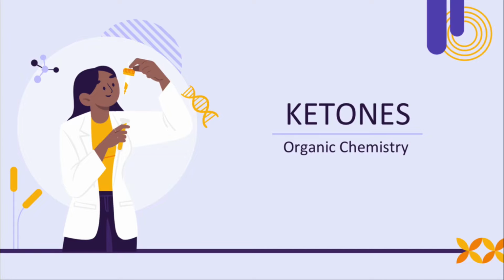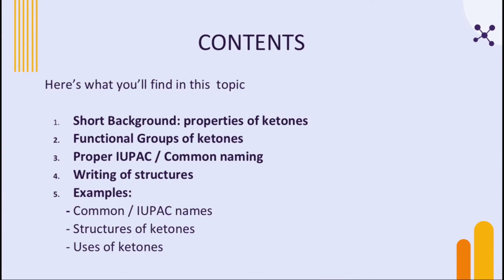Ketones, organic chemistry. Contents. Here's what you'll find in this topic. Number 1. Short background, properties of ketones. Number 2. Functional groups of ketones. Number 3. Proper IUPAC or common naming. Number 4. Writing of structures. Number 5. Examples. Common or IUPAC names, the structures of ketones, and the uses of ketones.